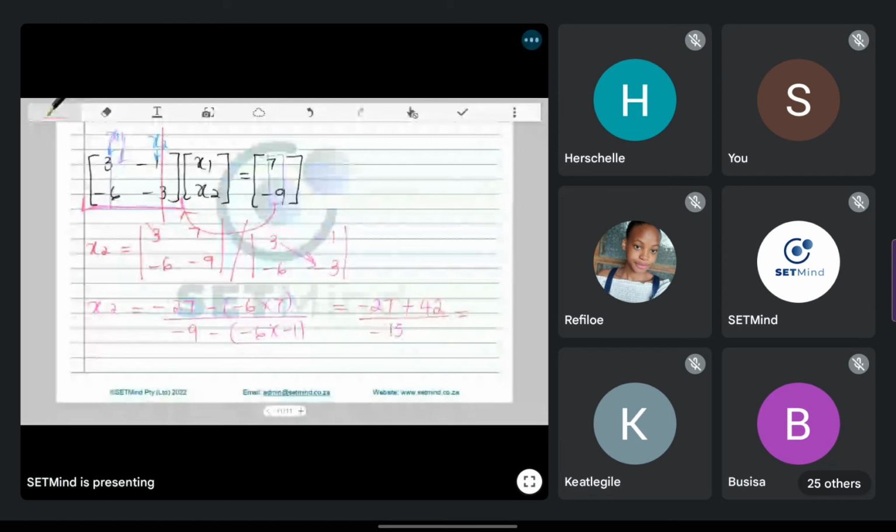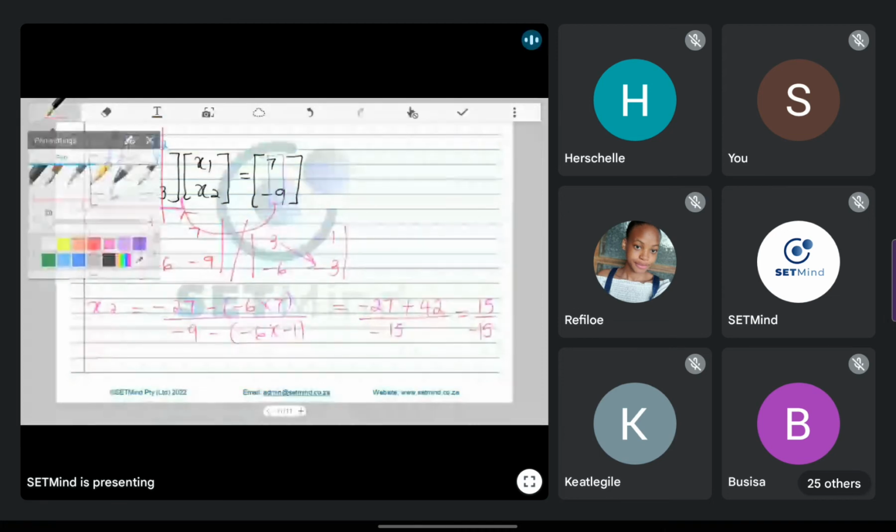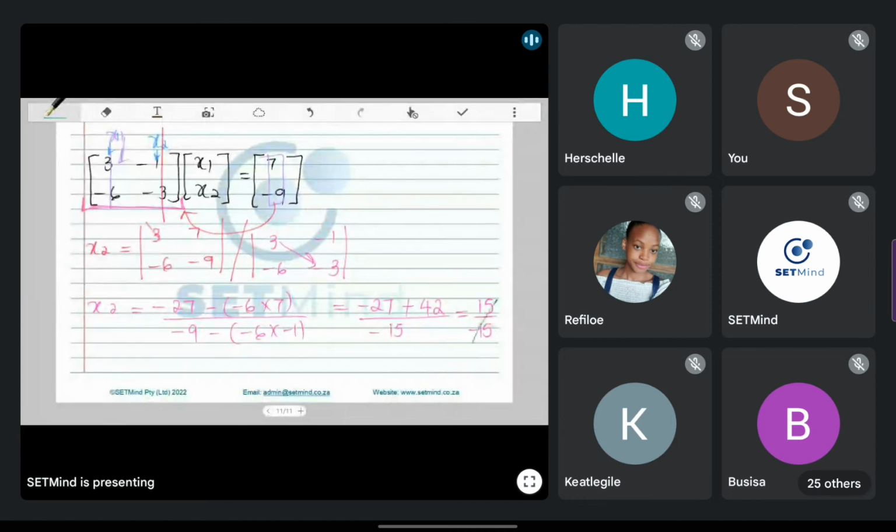And what is 42 minus 27? Okay, so it gives me 15. So I have 15 over -15, and the answer which I'm getting is a good -1. So x2 is a good -1.